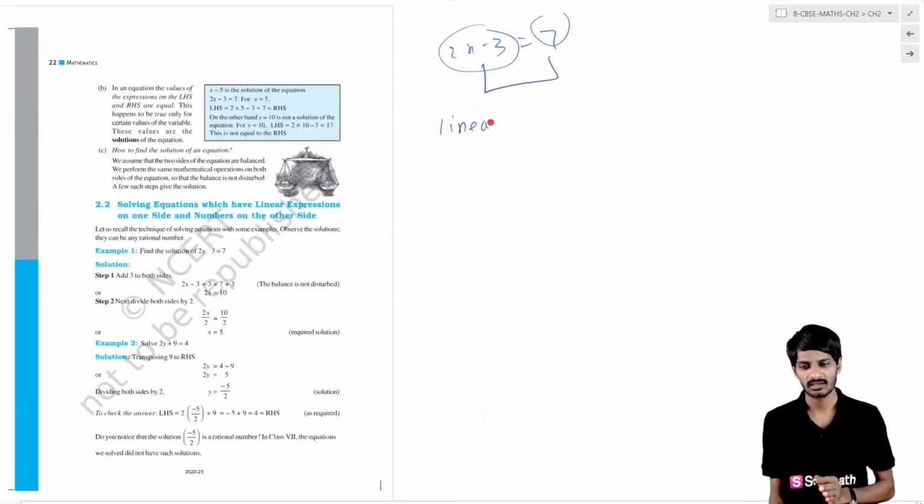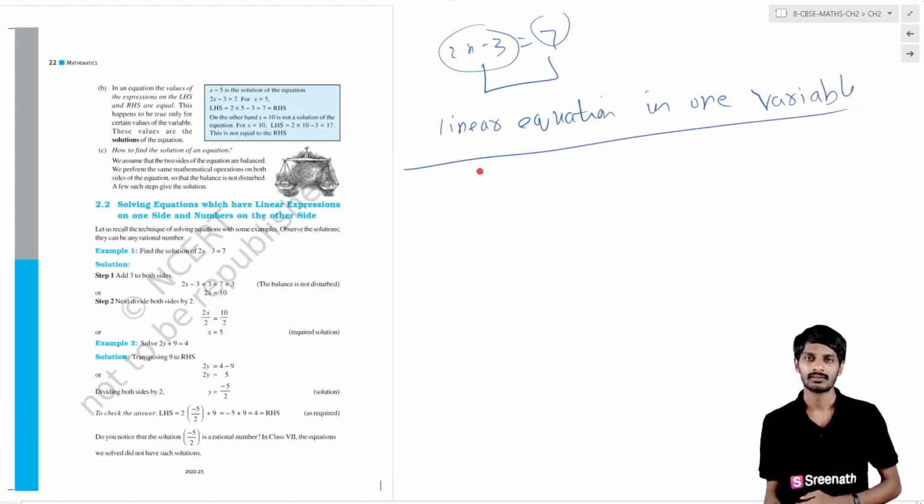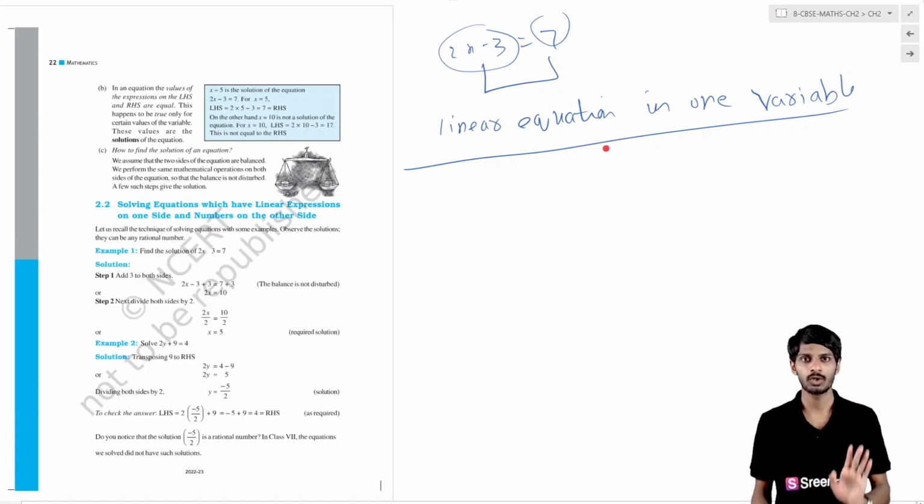Linear equations in one variable, how will they be in one variable? Linear equations means it has an equal to sign, and on the left side there is one variable only, and on the right side there will be no variable. One variable means it must have one variable only, not more than one variable, and it must have 1 degree only. Such types of algebraic equations we call linear equations.